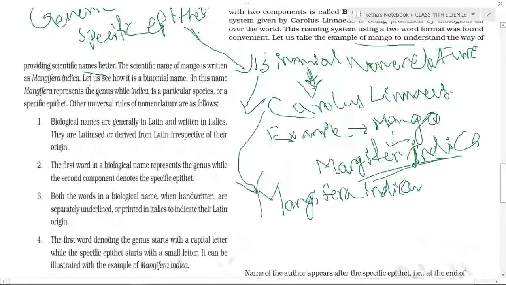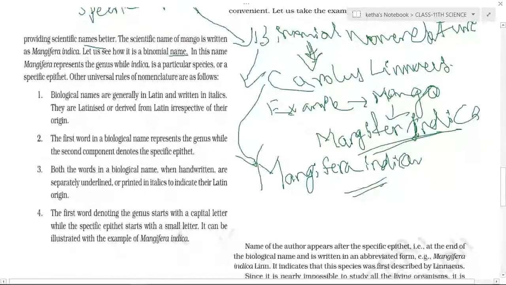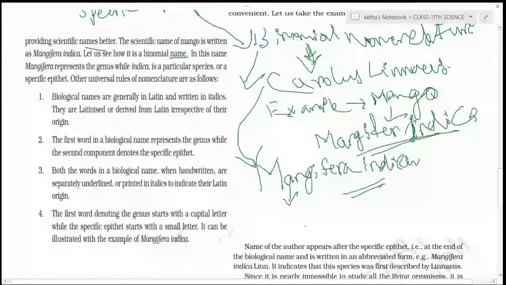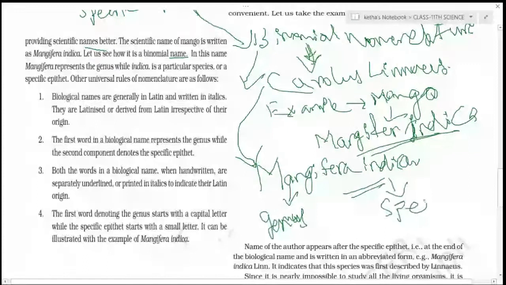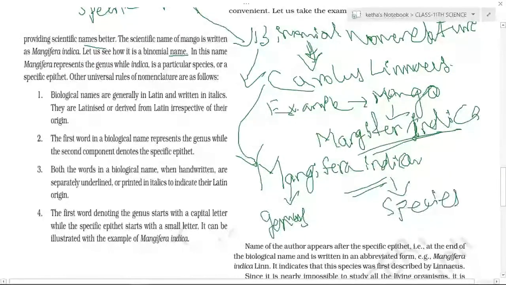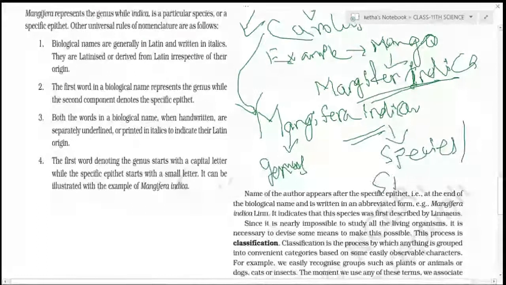Let us see how this name is a binomial name. In this name, Mangifera represents the genus, while indica is a particular species. Mangifera comes under the genus, and indica comes under the species, or specific epithet.